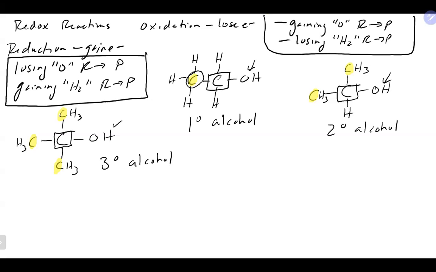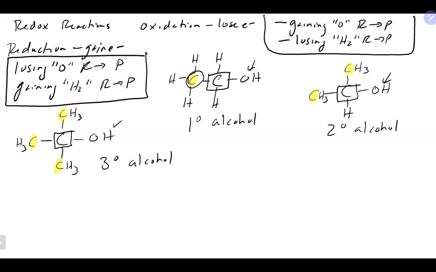Any questions on how to identify those? So very much like how we identified the carbons, but in this case, we have to look at the carbon that has the OH directly attached to it, and then we're looking at how many carbons are attached to that carbon. Again, sometimes people count hydrogens instead, but I think counting carbons is a little bit easier than hydrogens as well.